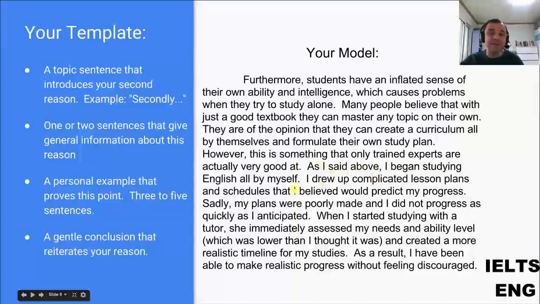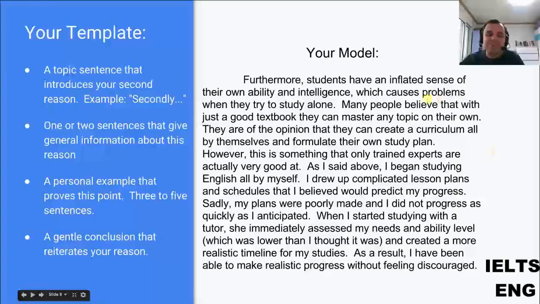As I said above, I began studying English all by myself. I drew up complicated lesson plans and schedules that I believed would predict my progress. Sadly, my plans were poorly made and I did not progress as quickly as I anticipated. When I started studying with a tutor, she immediately assessed my needs and ability level, which was lower than I thought it was, and created a more realistic timeline for my studies. As a result, I have been able to make realistic progress without feeling discouraged.